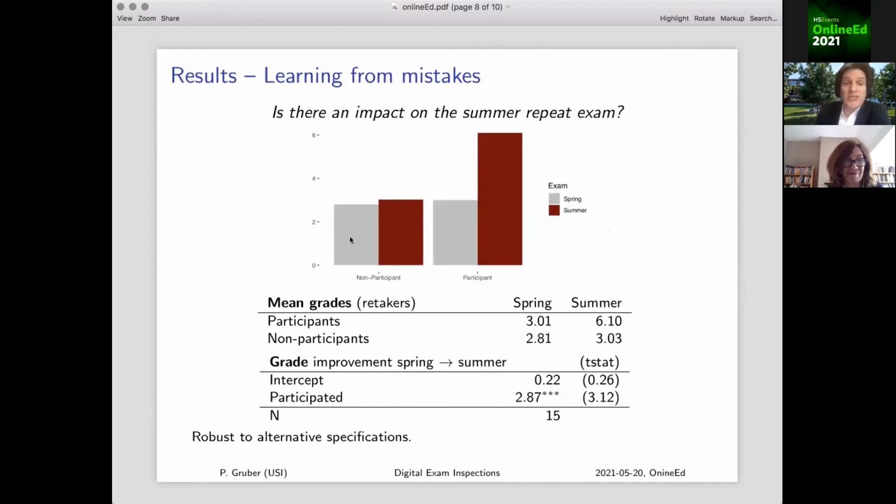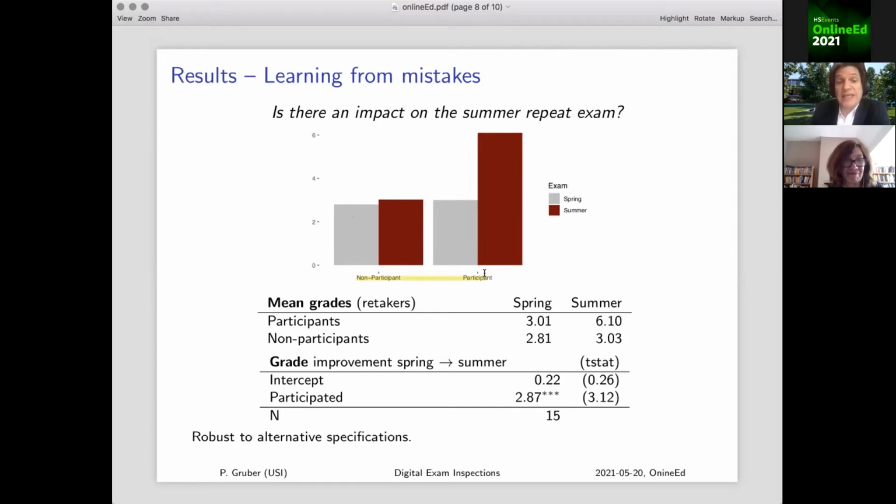So what you see on the left side are those students who did not participate in the online exam inspection. Remember that they can retake the exam after the holidays, and this is what we call a summer exam. And the gray bar is the average grade of the first trial, and the red bar is the average grade of the second trial for those who did not participate in the online inspection. And basically the grade did not change.